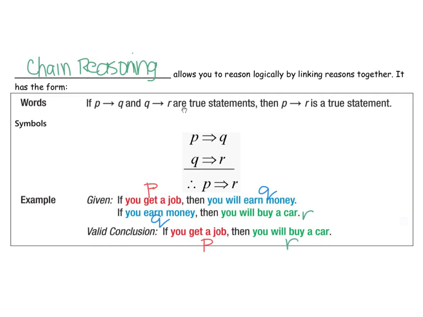So one of the things people tend to get confused about is that they're like, well, but what if I don't know that that's true? When we say given, given means given as true. So anything that's listed under given, you should assume is true, and then we make a conclusion based on that given as true information.